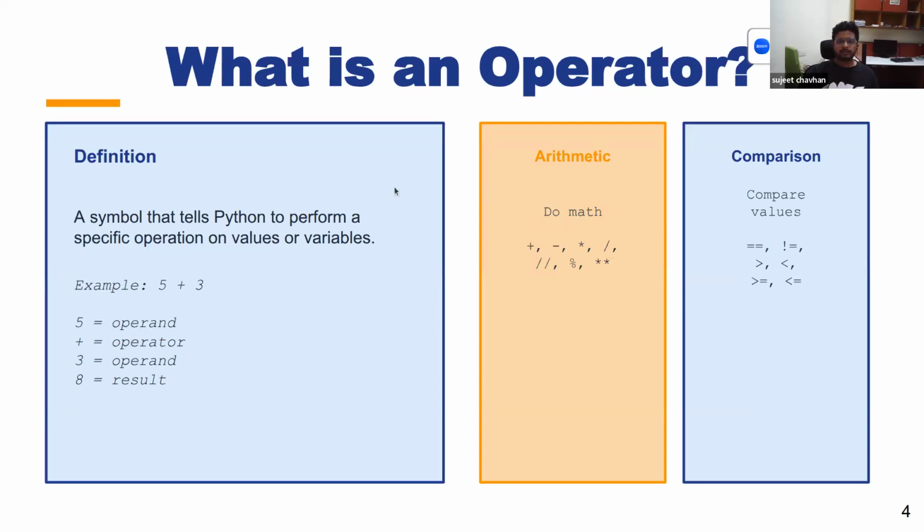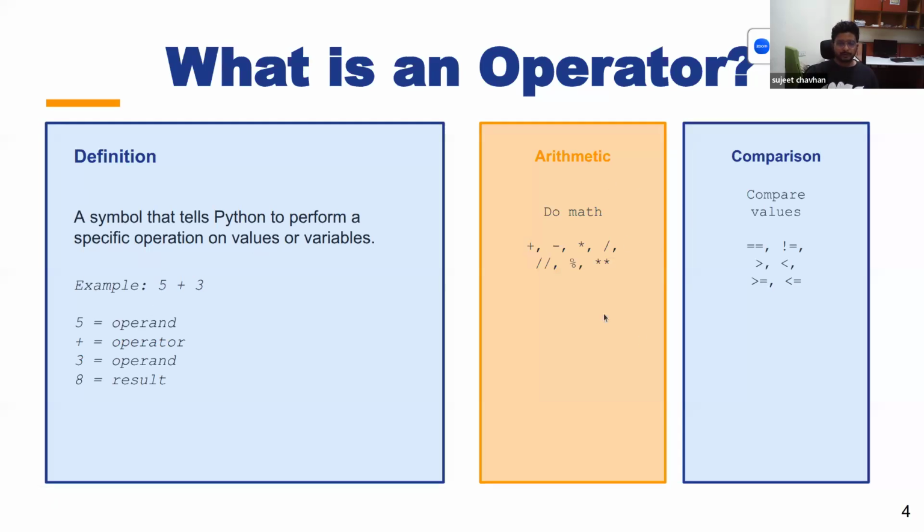So the question is, what is an operator? The definition is a symbol that tells Python to perform a specific operation on values or variables. So it is a symbol, like you can see here 5 plus 3, plus or addition is a symbol which performs an operation which is addition on values. So these two are values. There can be variables here also. Okay. So 5 is the operand, 3 is the operand, plus is the operator, and 8 is the result.